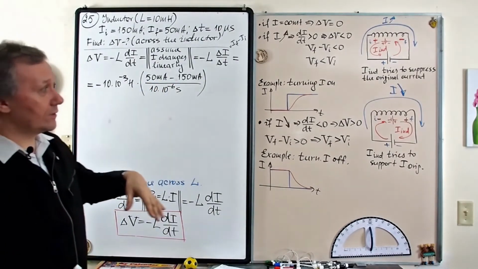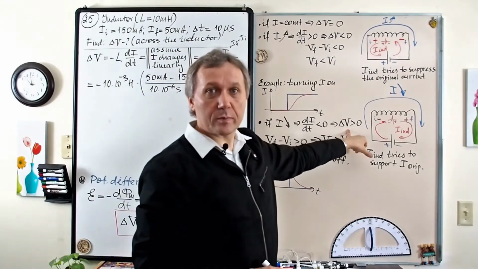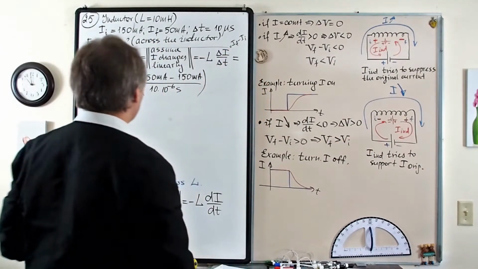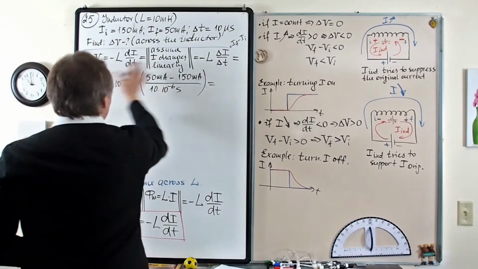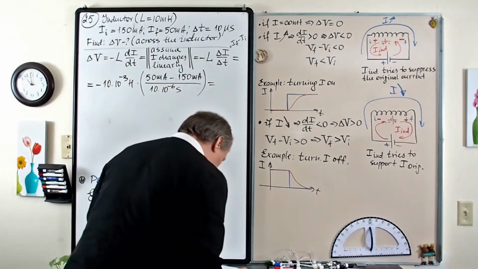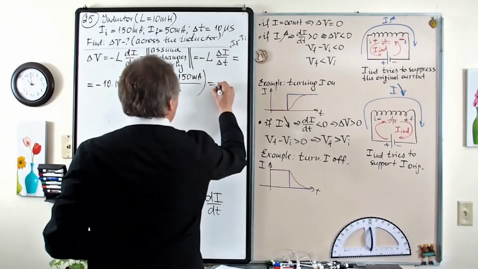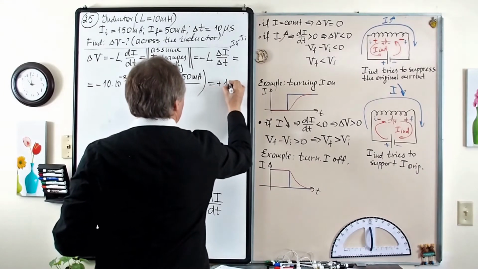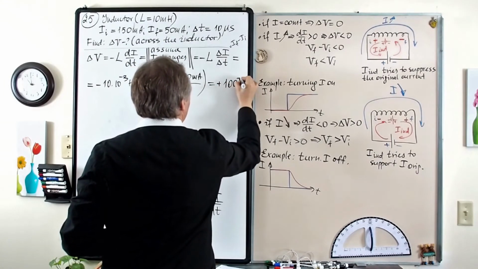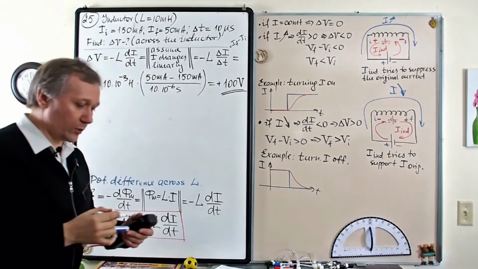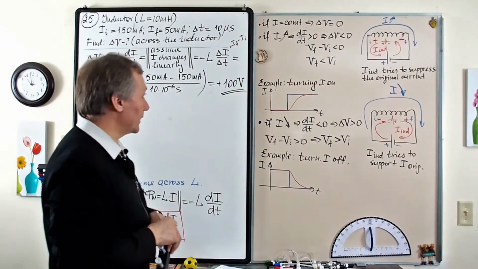As a result, delta V will be positive, as we discussed conceptually, right? So delta V is going to be positive. Okay, so now you can calculate it, and you're going to end up with, I will emphasize the positive sign, plus 100 volts. So that's the response of the solenoid again, right?